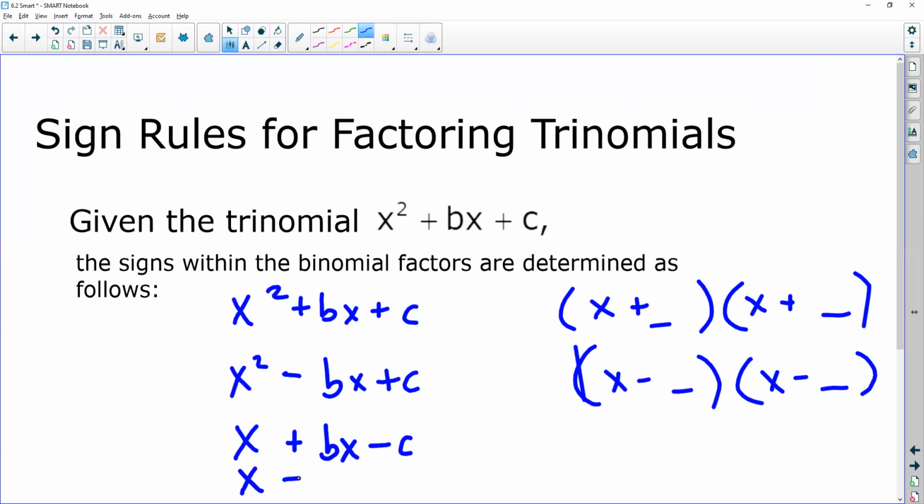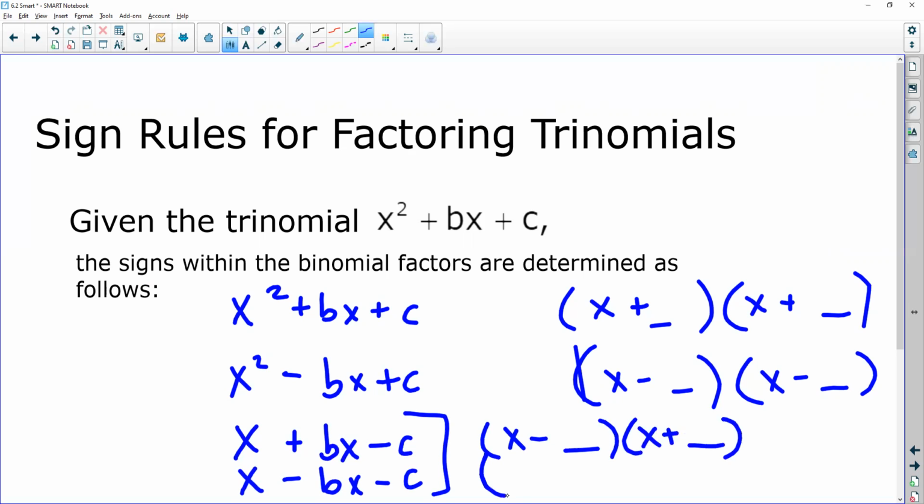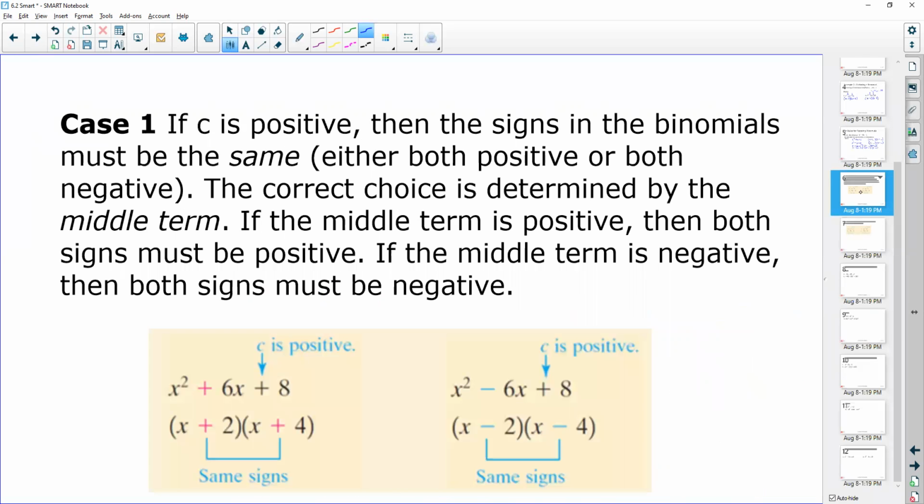this is a minus. So these two cases go together, this minus c case. It's just one or the other. It's either x minus, x plus or x plus, x minus, same difference. The signs are just going to be different. That's what we're trying to get there. All right. So if C is positive, this is sort of the walkthrough of all of that.